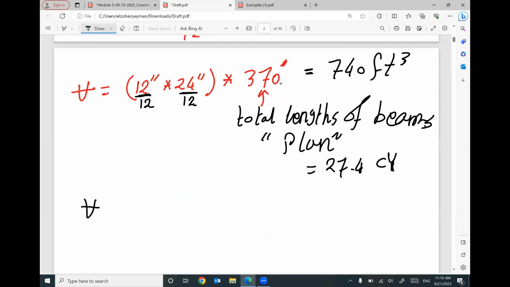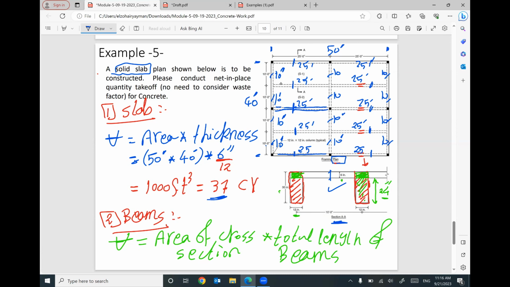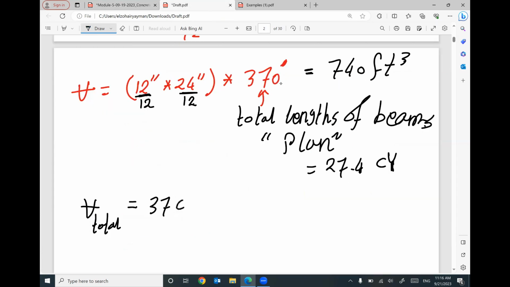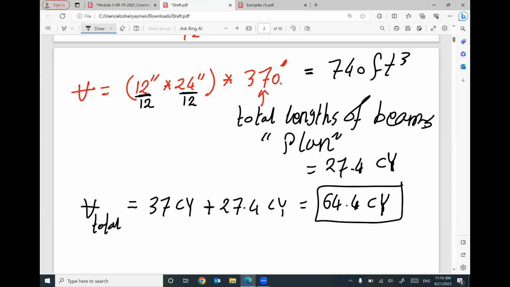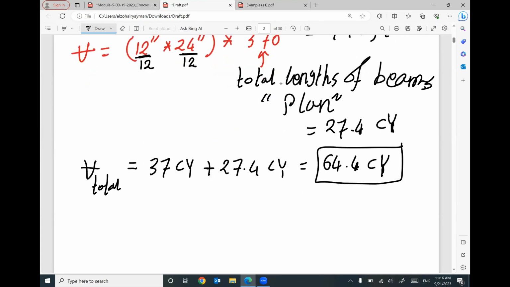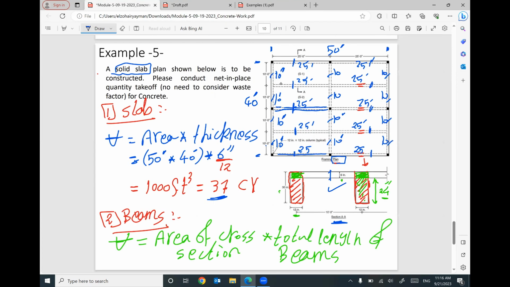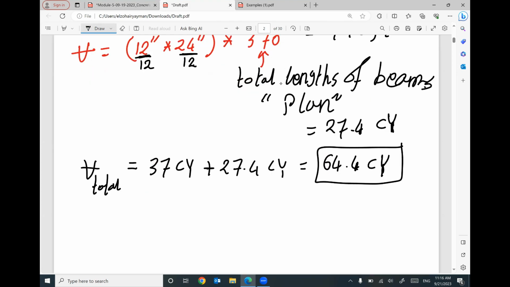So the total volume of your concrete to be ordered equal this number 37 cubic yard, I'm sorry, plus 27.4 cubic yard. So the total will be 64.4 cubic yard. I need to call the concrete company to order this amount of concrete to pour this slab. And based on the information here, no need to consider any waste factor. So I will not increase this amount, just order it.